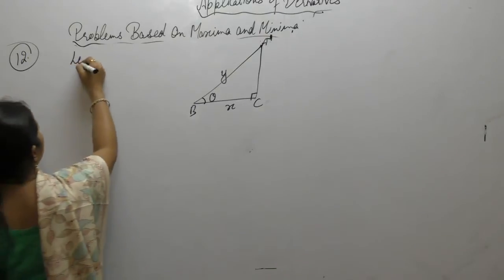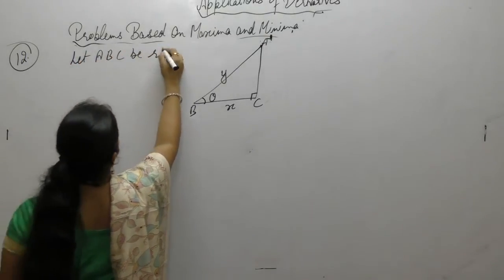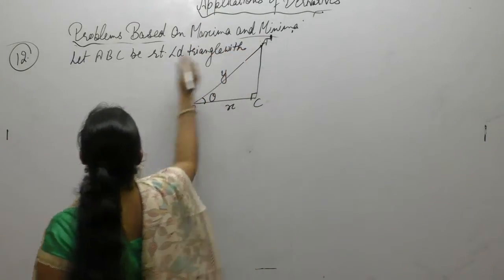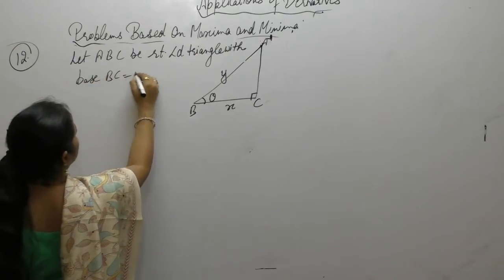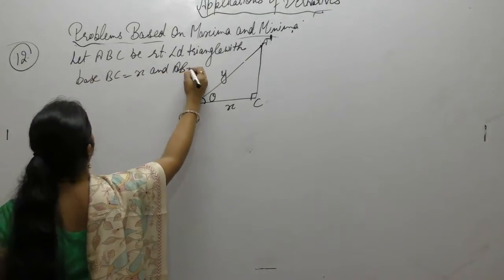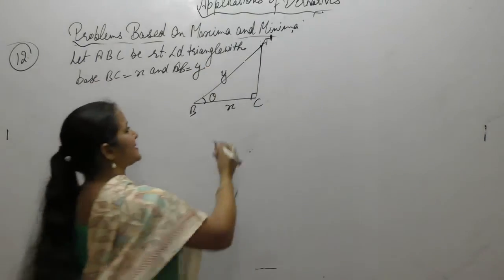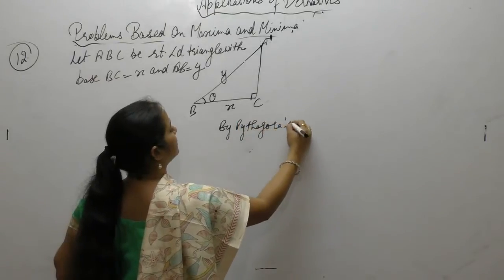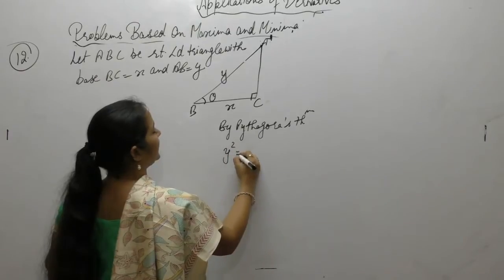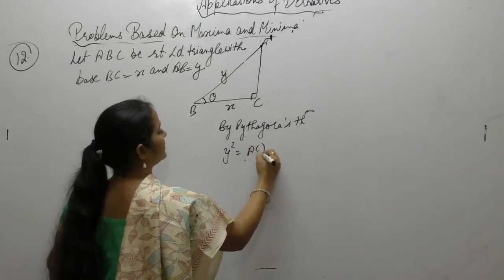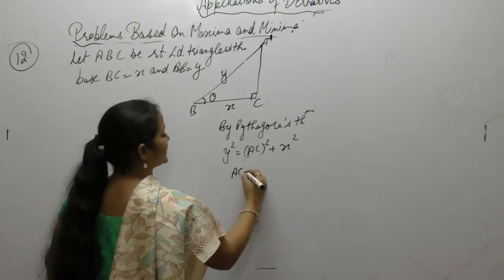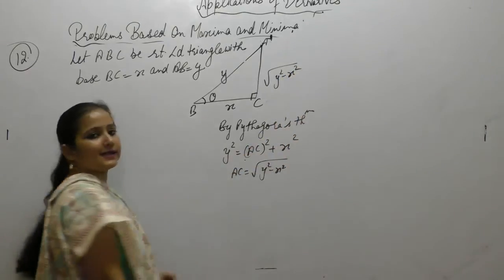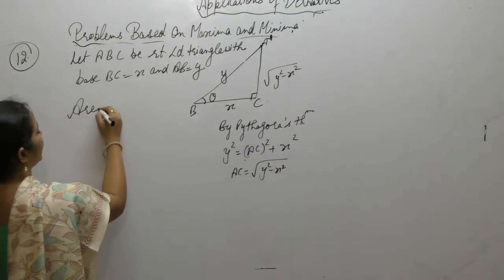Write down. Let ABC be a right angle triangle with base BC equal to x and hypotenuse AB equal to y. This is a right angle triangle. So by using Pythagoras, hypotenuse square equals perpendicular square plus base square. So we get AC as square root of y square minus x square. Now we have to prove the area is maximum.